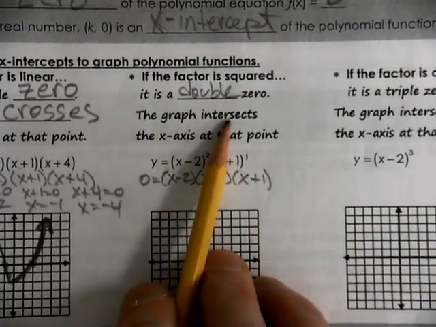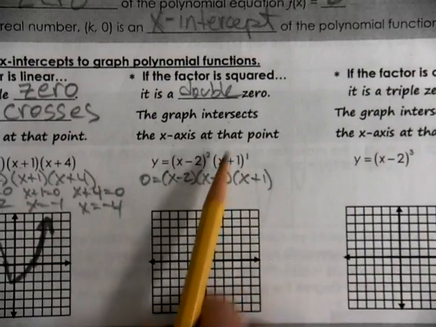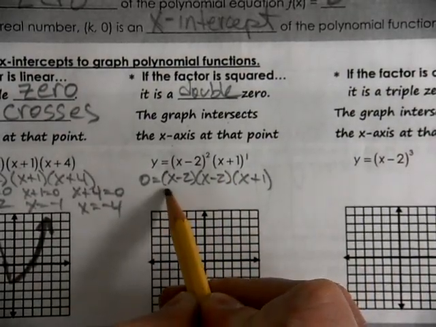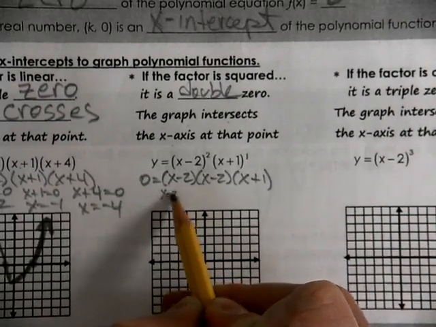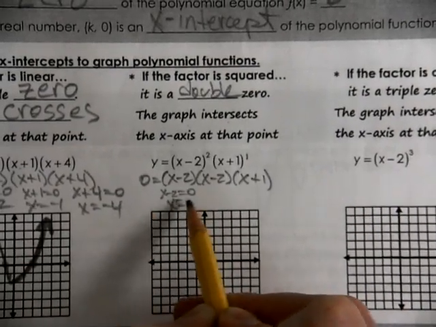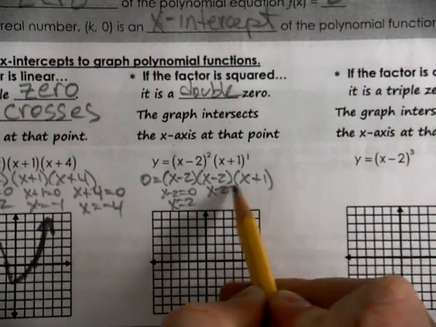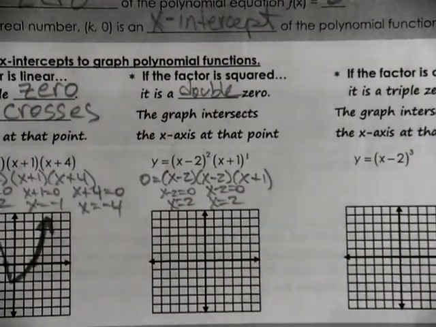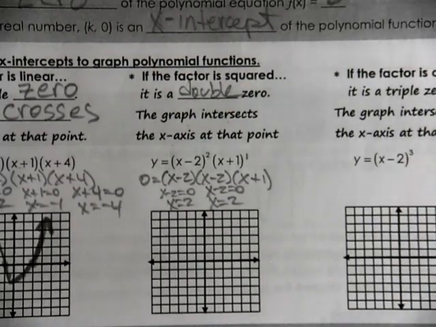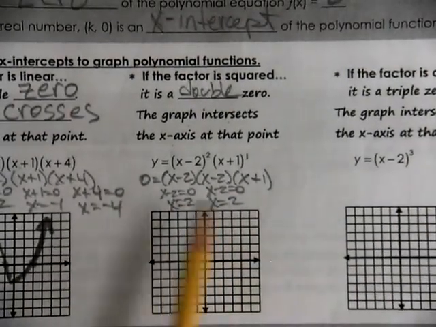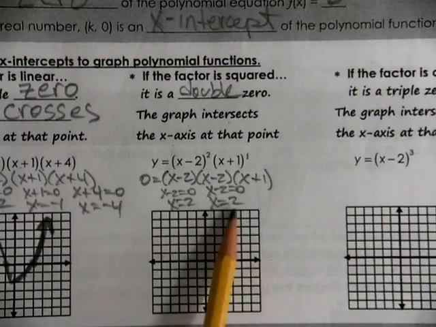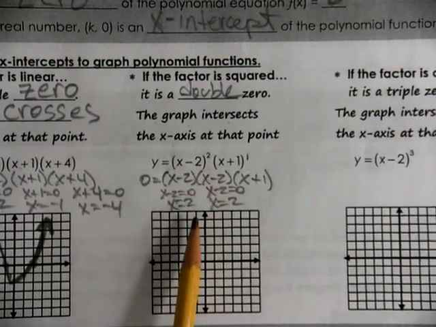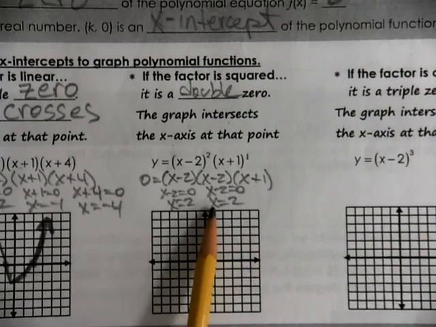The graph intersects the x-axis at this point. So we do our zero product property. X minus 2 equals 0, so x equals 2. X minus 2 equals 0, so x equals 2 again. That is your double zero. You got the same answer twice, because it's squared. You're going to have it twice.